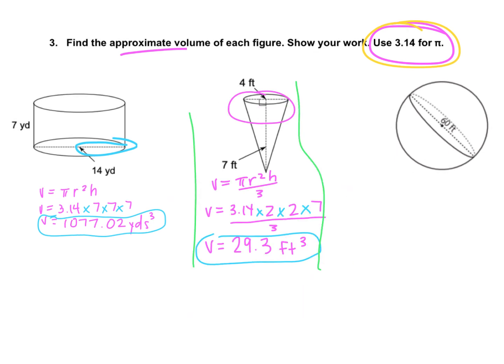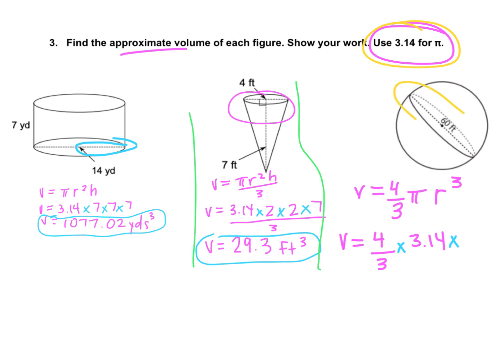And then our last shape is a sphere. I'm going to look at my formula sheet and write down my formula. It's 4/3 pi, and then the radius is to the third power. Make sure you're doing that. Then 4/3, or 4 divided by 3, times 3.14 for pi, times the radius, and we need 3 of those.